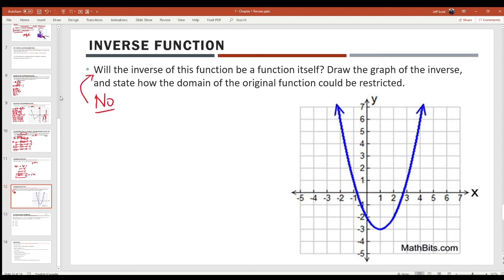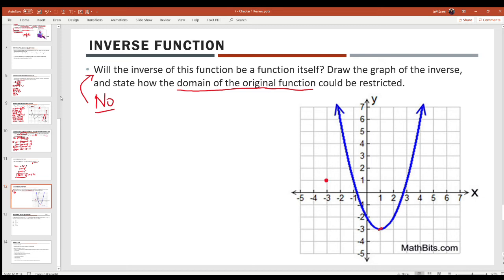And then it says draw the graph of the inverse and state how the domain of the original function could be restricted. Well, let's draw the graph of the inverse first, and then we'll talk about that whole domain thing. Remember, to draw the graph of an inverse, basically just do it one point at a time. And personally, I think picking the vertex, so this guy down here, is probably the easiest. Notice the coordinate of this vertex is (1, -3). That means the coordinate of the vertex of your inverse would be the opposite of that, (-3, 1). So (-3, 1) is over here. Then do it one point at a time from there.